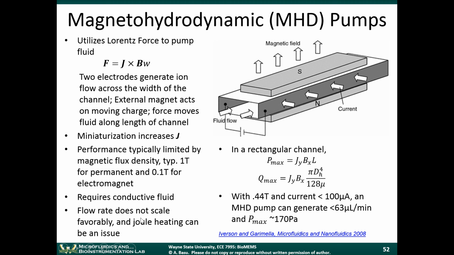So the flow rate doesn't necessarily scale favorably, and Joule heating can be an issue. If you're trying to run a lot of current from this side to this side, you can start heating up the liquid, and that will cause some issues.